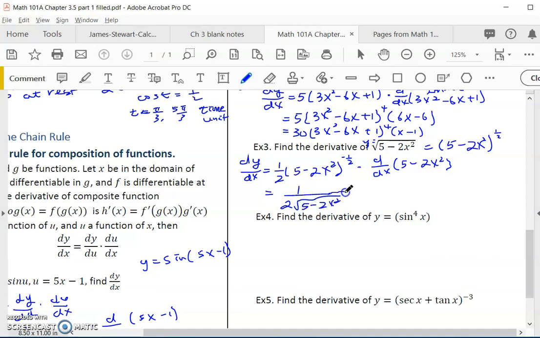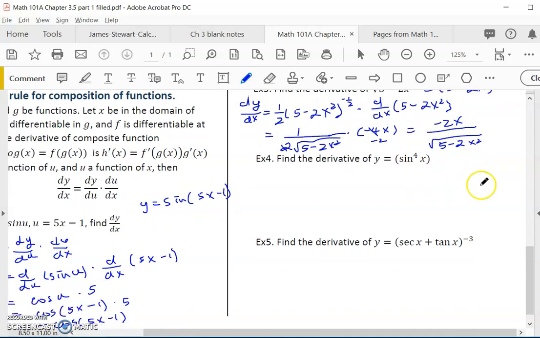Just write it here as 5 minus 2x squared, changing it back into a radical. And the derivative of 5 is 0. Negative 2x squared would become negative 4x to the power 1. So write everything back, and you can see that the 2 and the 4 can cancel. So the top would be negative 2x over the square root of 5 minus 2x squared. And that's the final answer for dy/dx of this particular function.